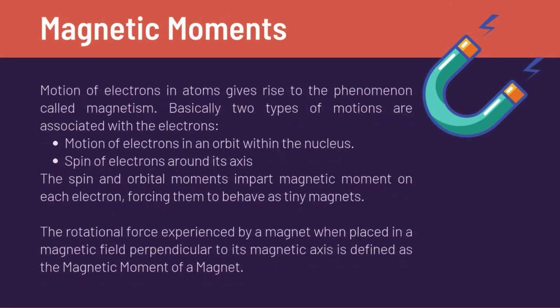Motion of electrons in atoms gives rise to a phenomenon called magnetism. Basically, two types of motions are associated with the electrons: motion of the electrons in an orbit around the nucleus and spin of electrons around their axis. The spin and orbital moments impart magnetic moment on each electron, forcing them to behave as tiny magnets. The rotational force experienced by a magnet when placed in a magnetic field perpendicular to its magnetic axis is defined as the magnetic moment of the magnet.